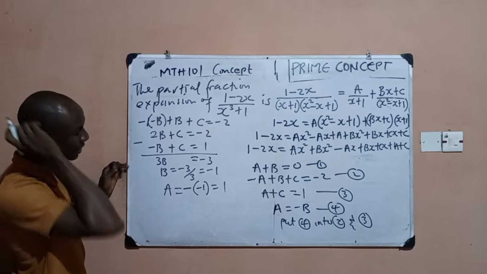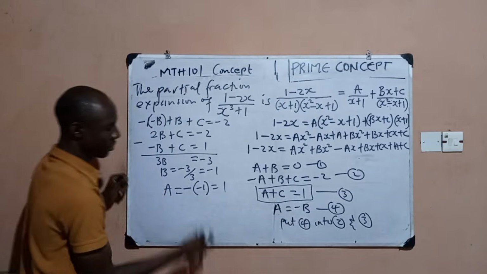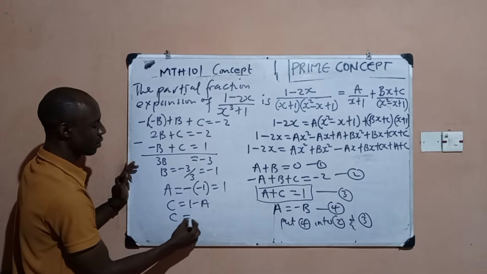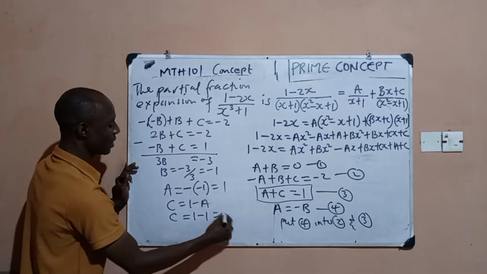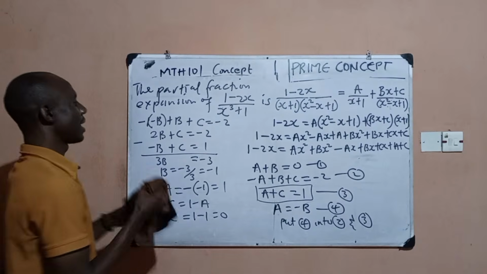Can I get c? Yes, I can get c from this equation. So from that equation, c is equal to 1 minus a. So c is equal to 1 minus 1, which is 0. So c is 0. So I can therefore summarize my answer.